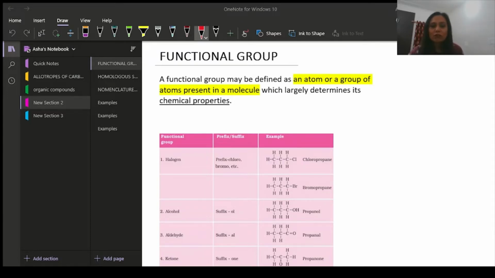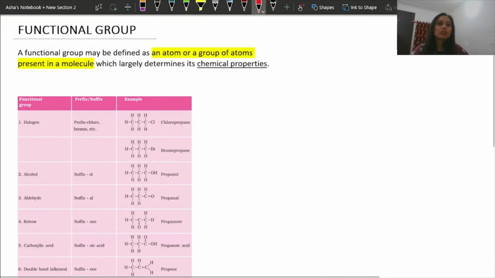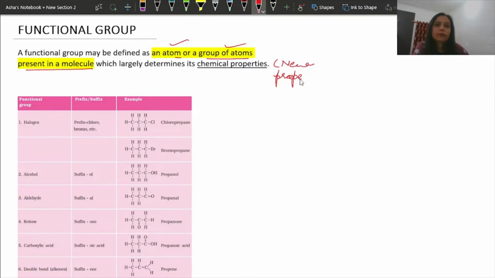Now, first of all, we will try to understand what is a functional group. A functional group is an atom itself, or it can be a group of atoms present in a molecule which largely determines its chemical properties. That is, the atom or the group of atoms will give some new properties to the compound to which they are being added.